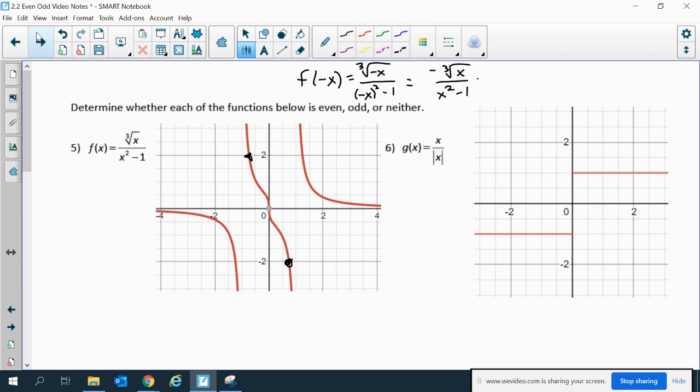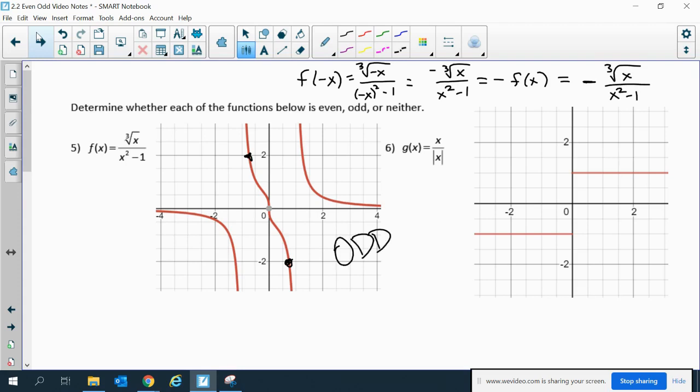This is exactly equal to the opposite of the original function, because the original function was the cube root of x over x squared minus 1. And what I can do with this negative is rewrite it out in front, because only the numerator is negative, the denominator looks the same. So it looks like negative cube root of x over x squared minus 1, and these are opposites. So this is an odd function.